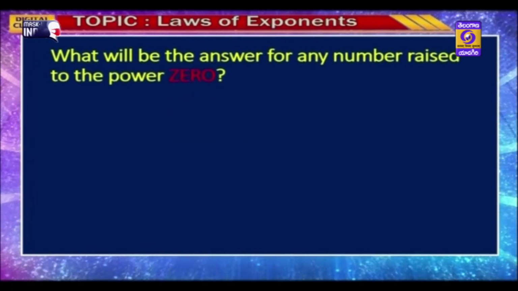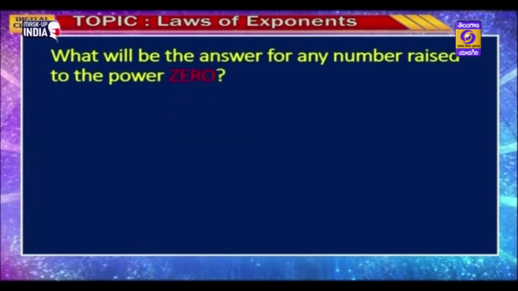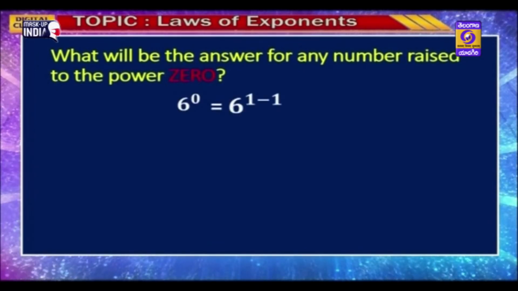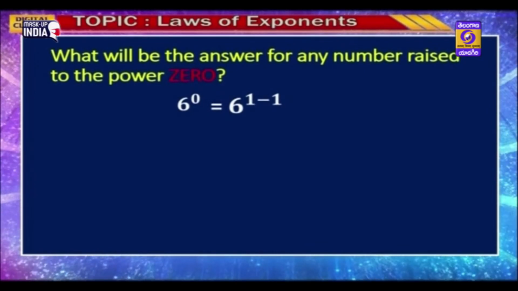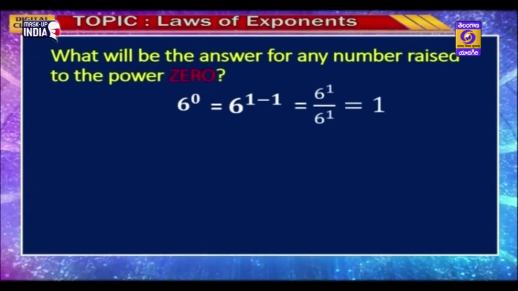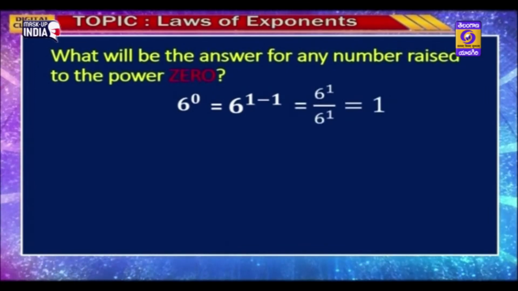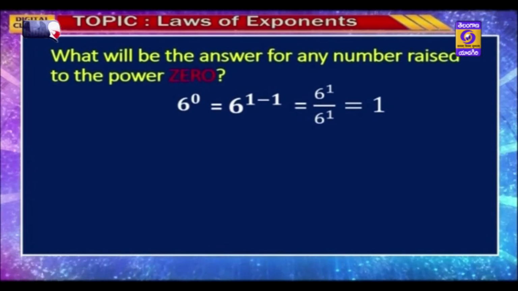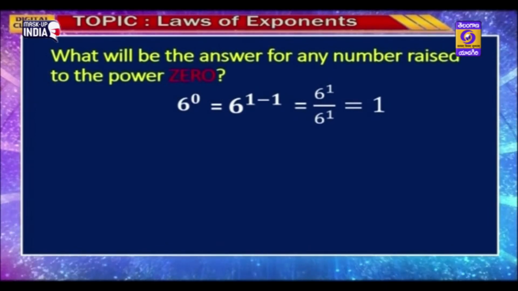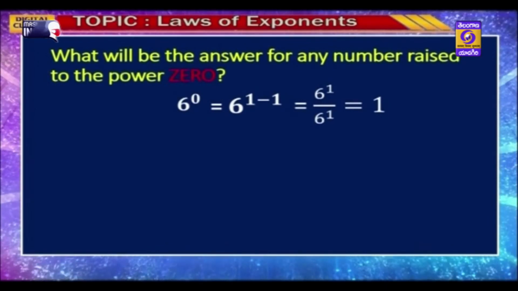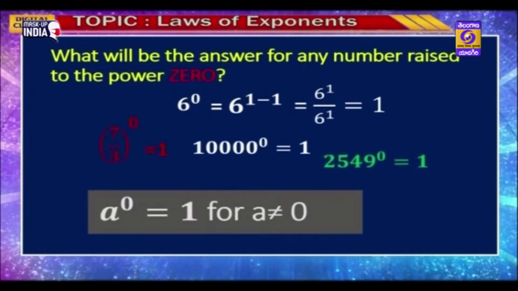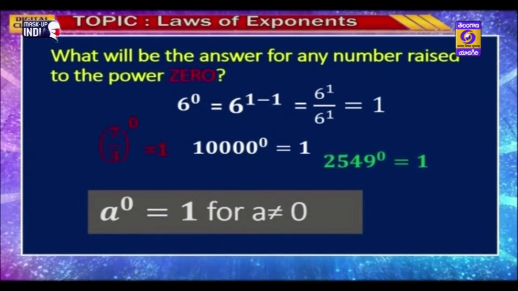What will be the answer for any number raised to the power of 0? 6 to the power of 0 is there. So 0 can be written as 1 minus 1. Isn't it? Plus 1 and minus 1 will get cancelled and you will get as it is 0. So there is a negative sign in between the exponents. You can write like this in a division form. A to the power of m minus n can be written as a to the power of m by a to the power of n. That is 6 to the power of 1. You know it is 6. 6 by 6, that is equal to 1. A to the power of 0 is equal to 1, and the condition should be a should not be equal to 0.